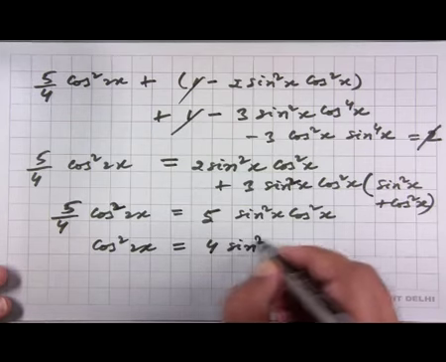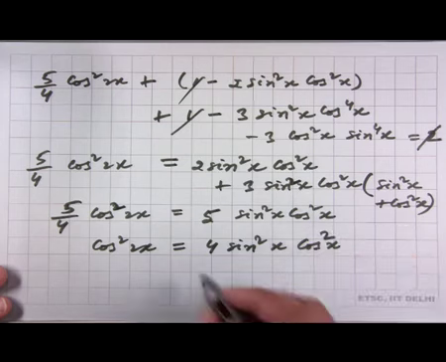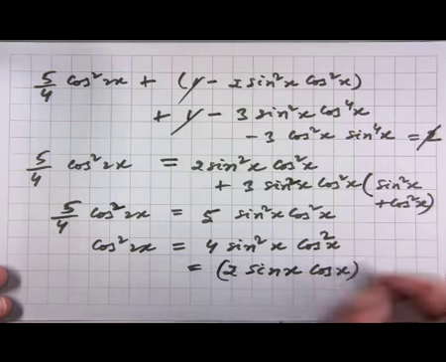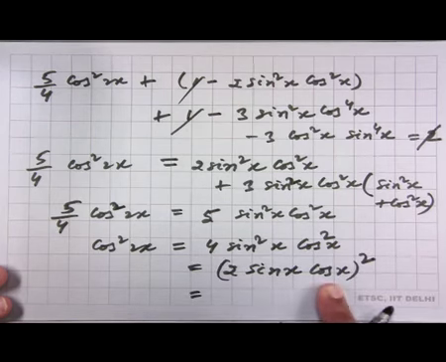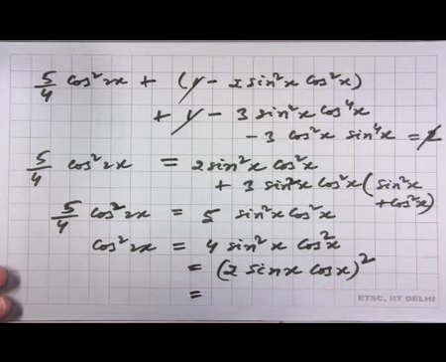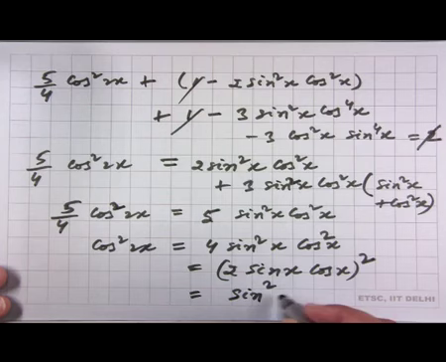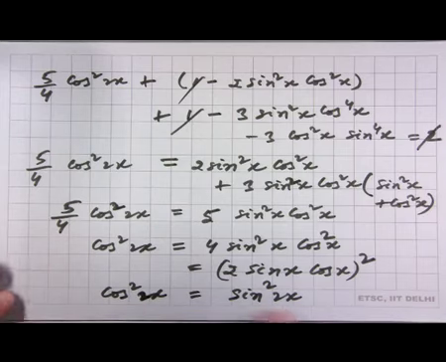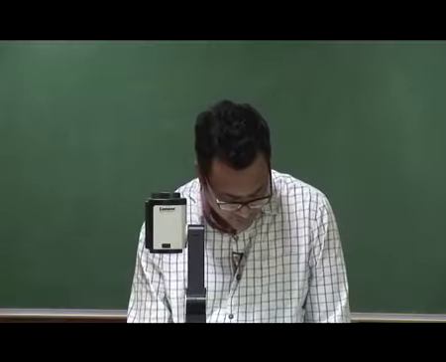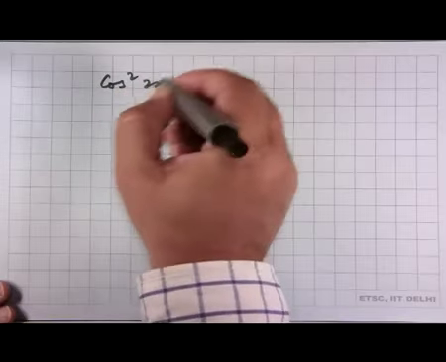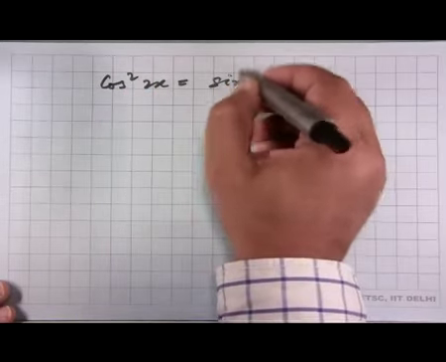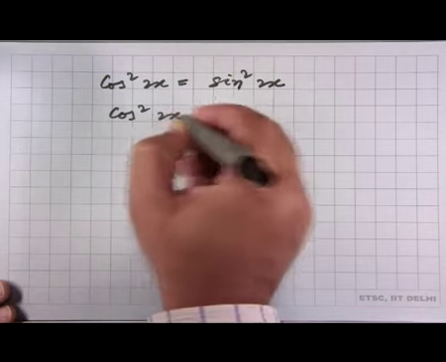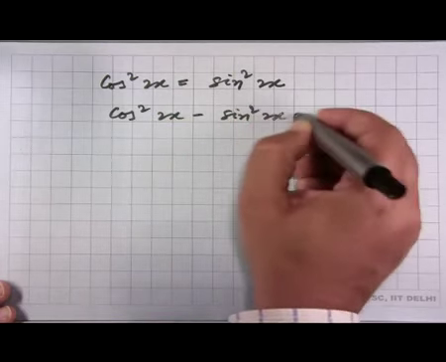4 sin square x cos square x, which is equal to 2 sin x cos x whole square, but 2 sin x cos x is the same as sine of 2x. So, this becomes equal to sine square of 2x. So, x must satisfy this equation. So, we have cos square 2x is equal to sine square 2x, and that can then be written as cos square 2x minus sine square 2x is 0.